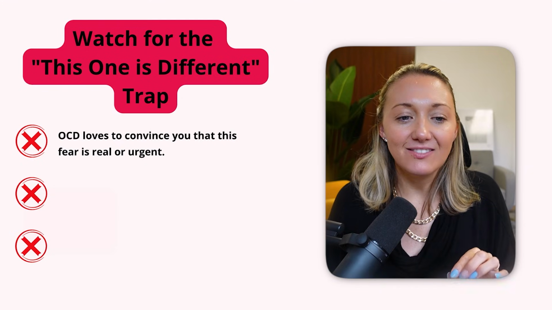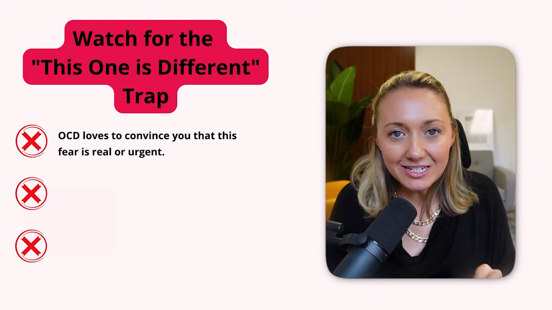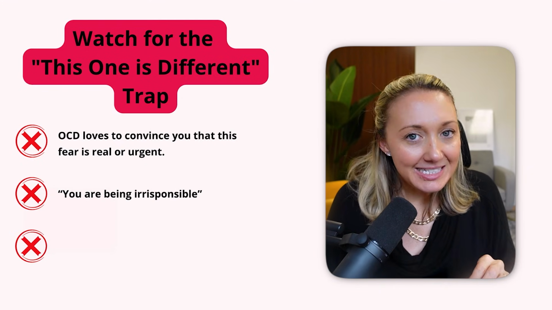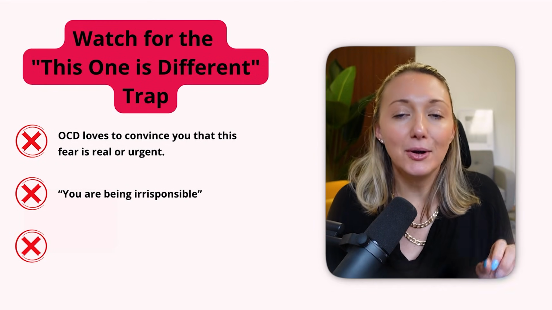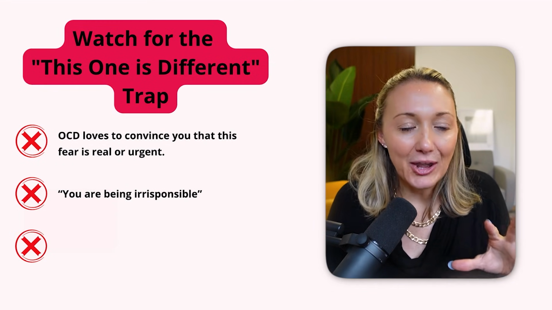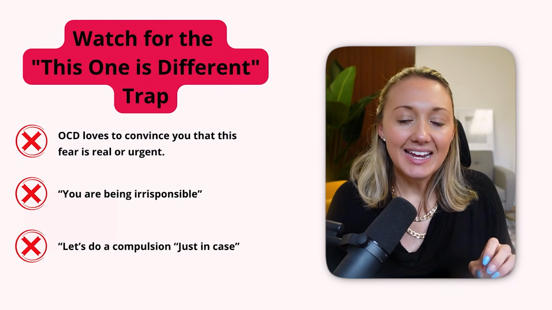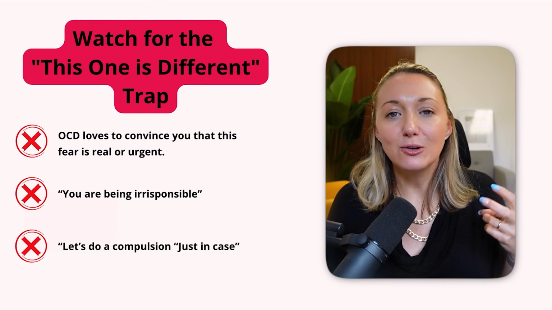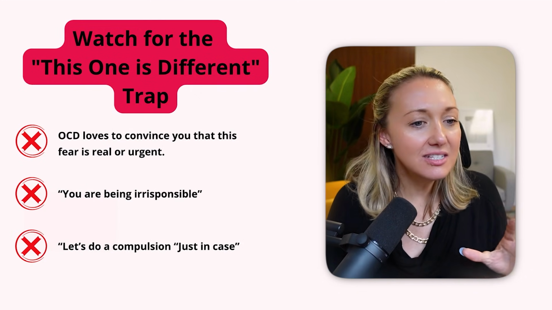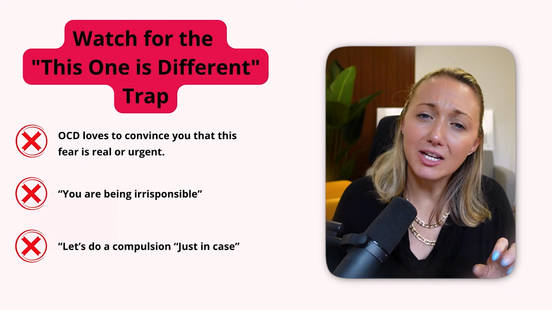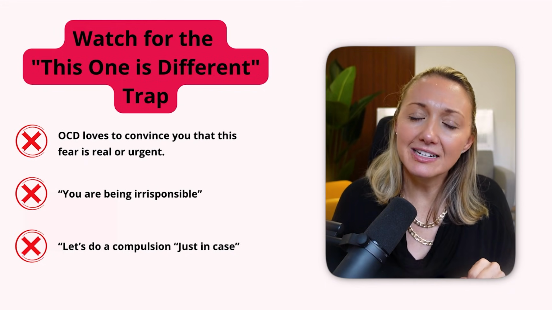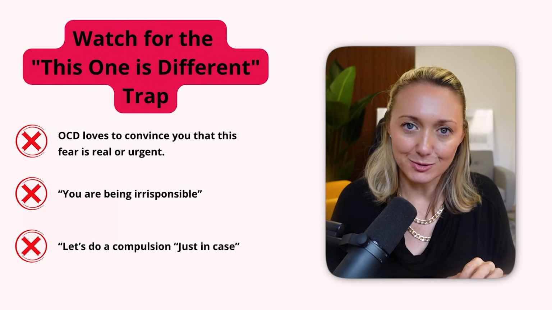Very, very tricky. OCD loves to convince you that this fear is real and it's urgent. It really loves to tell you that you're being irresponsible if you don't do this. You're a bad person if you don't do this. It knows, again, where our weaknesses are. And it will always have you do what we call just in case compulsions. Just in case. You'll be able to really enjoy the party if you just do this one compulsion. Then you can go off and live your very relaxed life. Just do this one compulsion is what it's going to say.